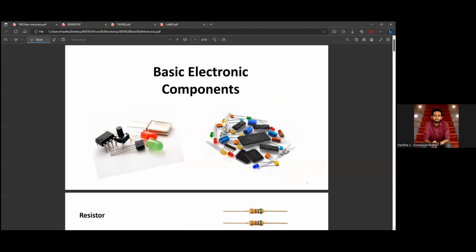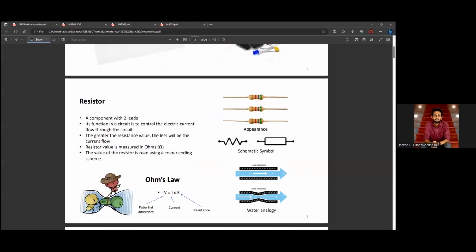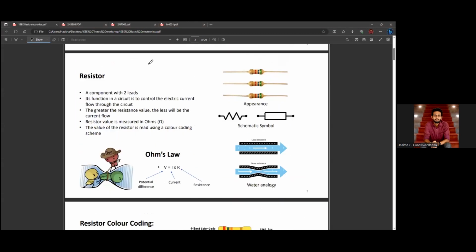First, we are going to basic electronic components. As you all passed the A-level exam, I know you have a basic understanding of this. So I will not read all this information one by one, as that will be very boring. I will be highlighting only the important things.